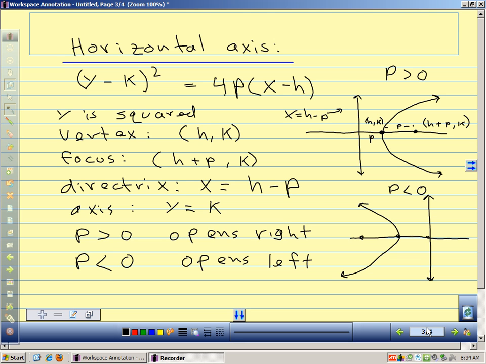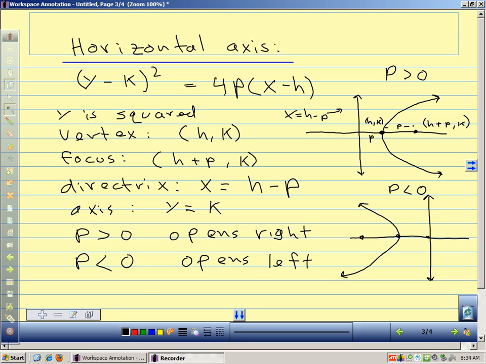And p, again, is the distance from the vertex to the focus and the vertex to the directrix. P is the distance along the axis from the vertex to the focus and from the vertex to the directrix. That's what the p in our equation tells us. So we go p units along the axis from the vertex to get to the focus, and we go along the axis p units to get to the directrix. So p tells us how far it is from the vertex to the focus and the directrix.